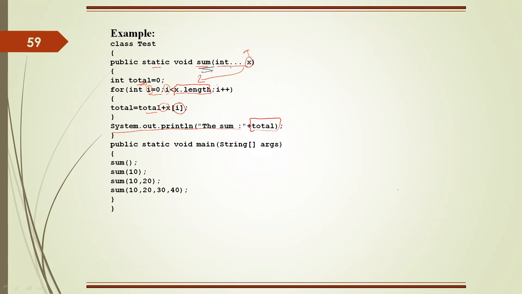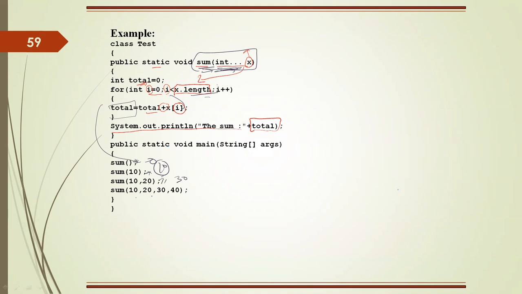Sum is the method with the varargs argument. This is the varargs method, you can say. So total equals zero, then I start with zero, i less than x.length. Whatever length you are passing, we calculate and add to total. Here we are passing 0, so it prints 0. Here you are passing 10, then it will print 10. If you are passing 10 and 20, the length is 2, so it will execute two times and add the two values. It will print 30 here.